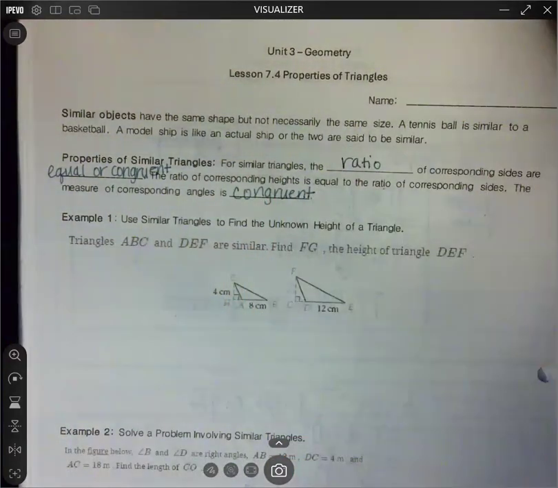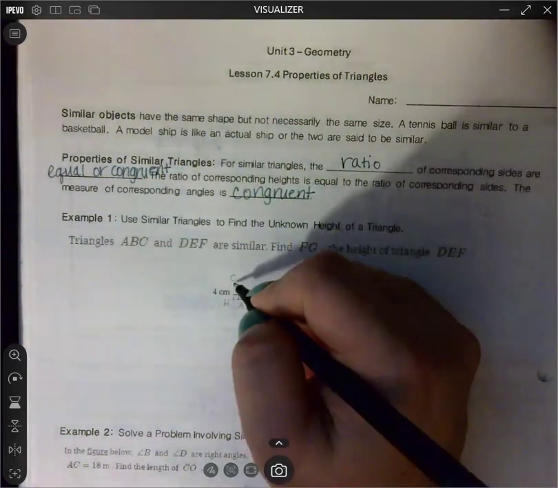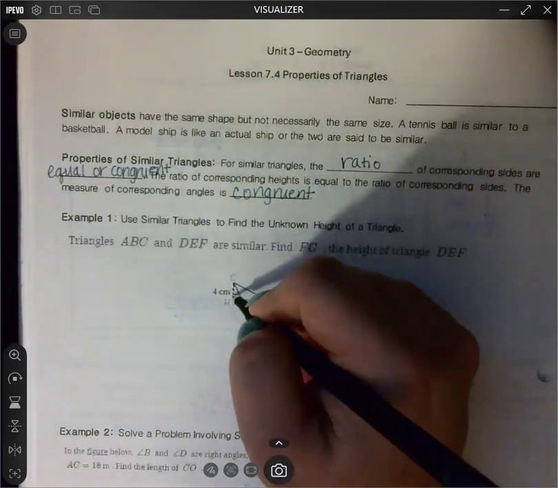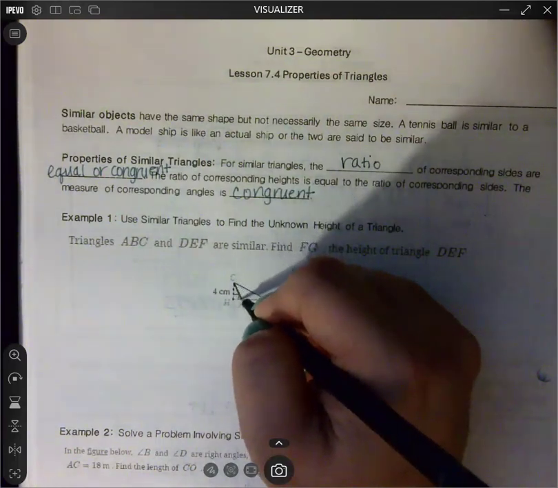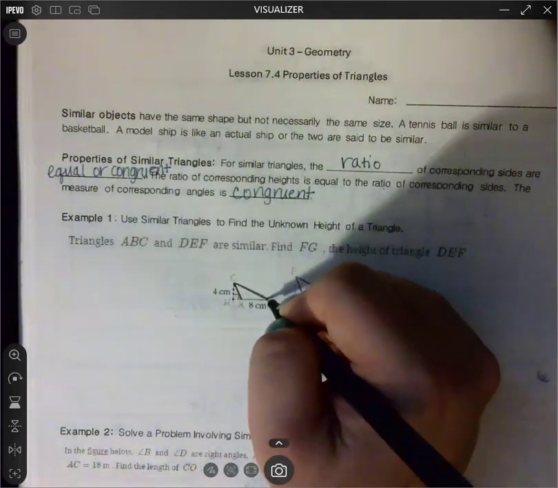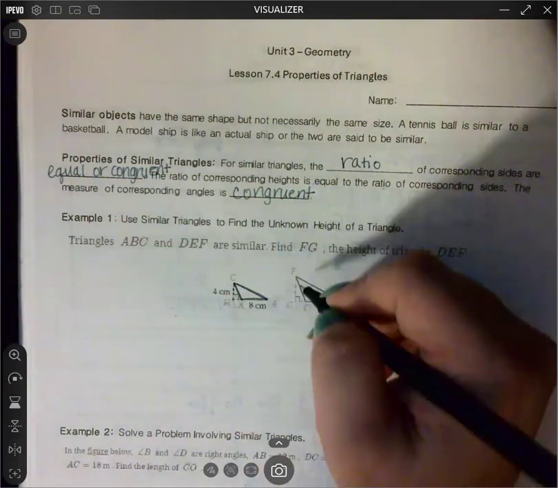For the first example, we're going to use similar triangles to find an unknown height of a triangle. It says triangles ABC and DEF are similar. We're going to find the height FG in the triangle DEF. So in each of these, our height is going to be outside of our triangle because of the way the triangle is sitting.